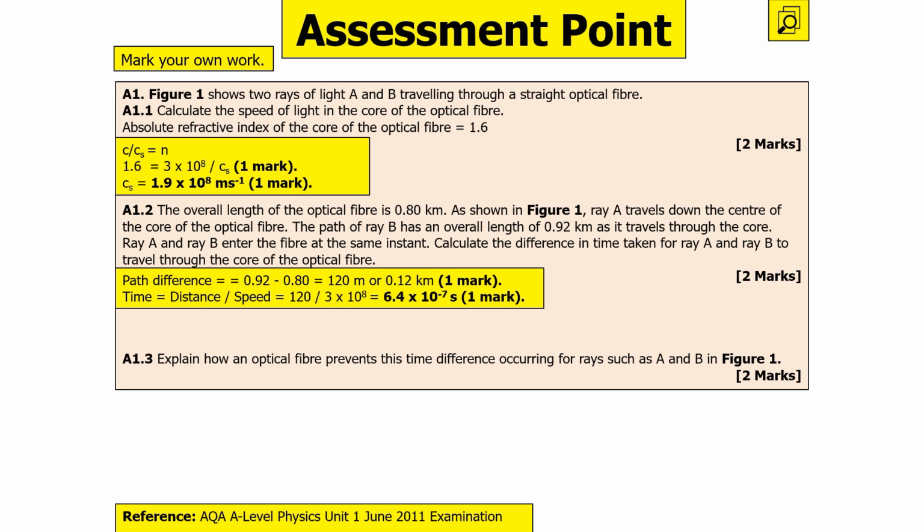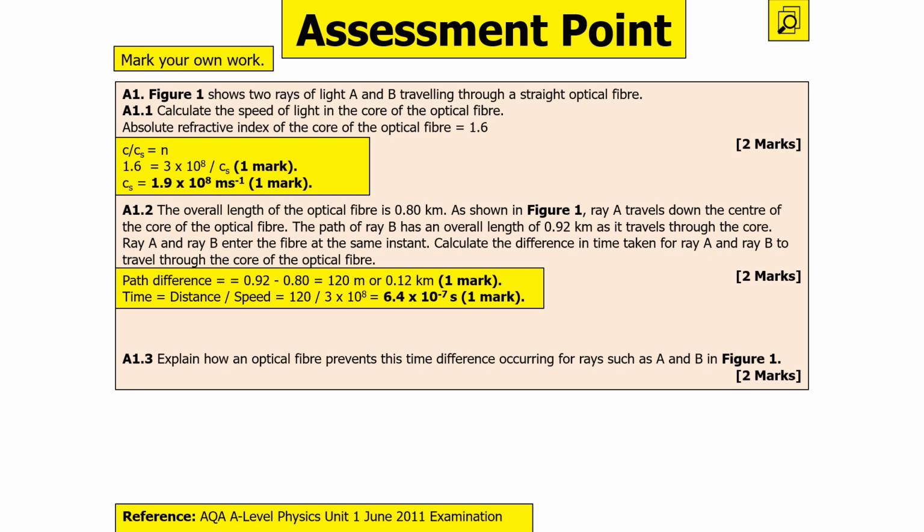So the time difference is therefore going to be the difference in this path divided by the speed, which for both of them is going to be 3 times 10 to the 8 because it's light. So therefore it's 120 over 3 times 10 to the 8. So it's 6.4 times 10 to the minus 7 seconds.